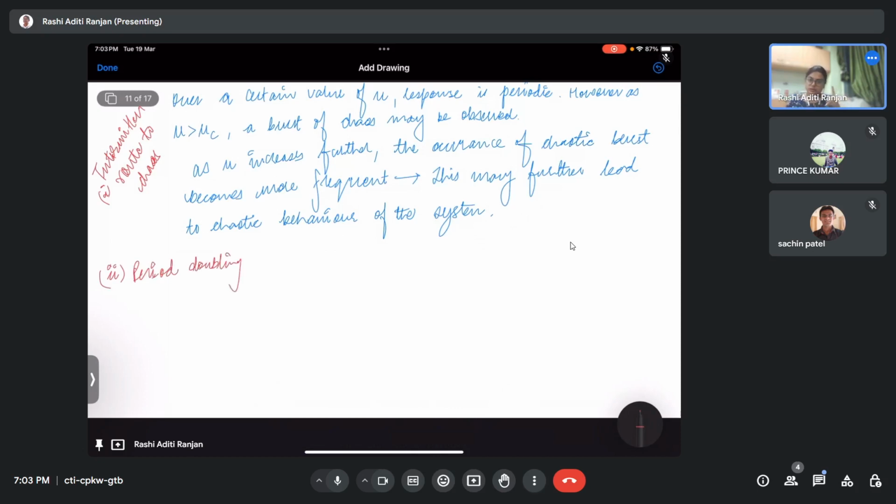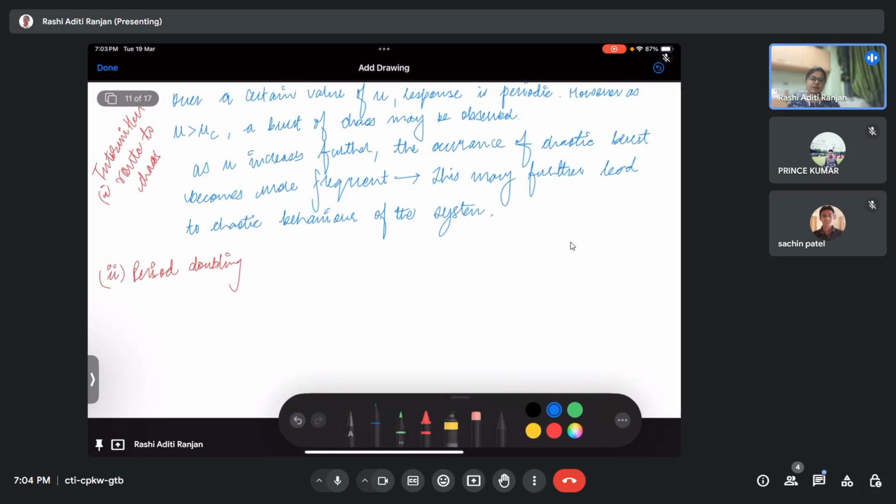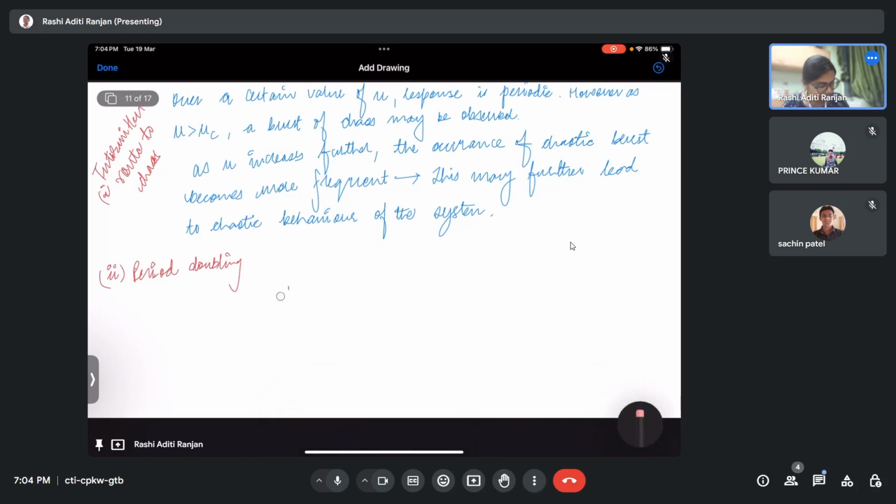Period doubling, what was happening? With the change of parameter, my time period was doubling itself. Okay, so in case of a period doubling, what is going to happen is that for, let us say, some mu which is less than mu c1, I'm going to have that response is a periodic orbit with time period T. Now, as soon as my mu increases from mu c1, if my mu is greater than mu c1 and less than mu c2, what is going to happen?